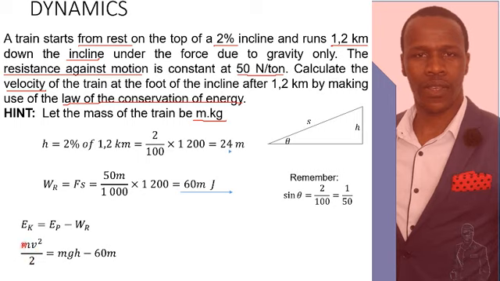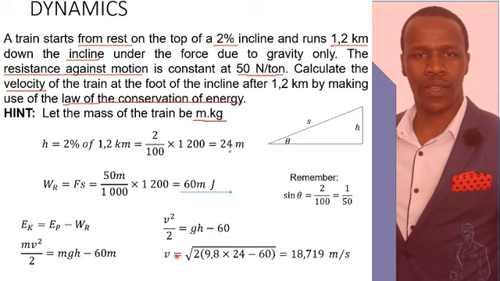Now we can see everything as m. So we can take m as a common factor and cancel it out. That's what we did. Now m is cancelled out. We are left with these two. g obviously is 9.8. h is 24. And WR is the 60. So we can make v the subject of the formula. Substitute right there and you are getting the answer.